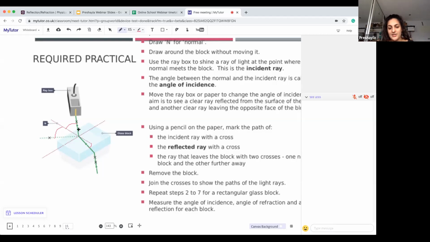Okay, and what you'll be able to do is measure the angle of incidence, measure the angle of reflection, and measure the angle of refraction, and you'll come up with a table with 3 columns: incidence, reflection, refraction, and you'll be able to see how changing the incidence changes the reflection and therefore the refraction.